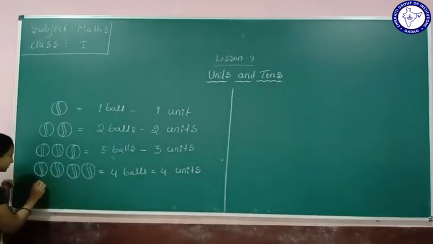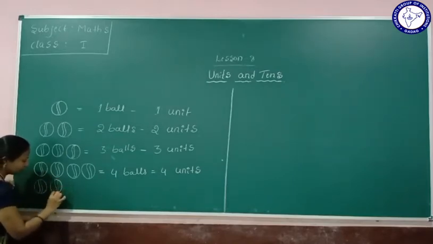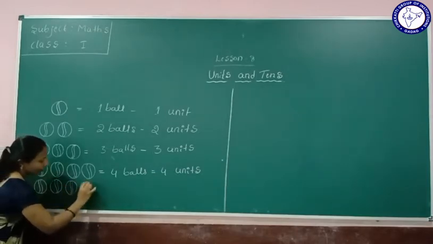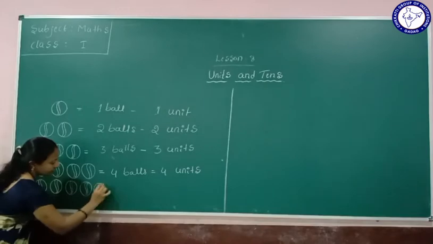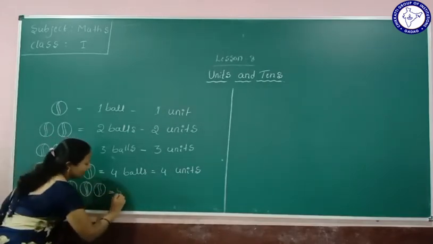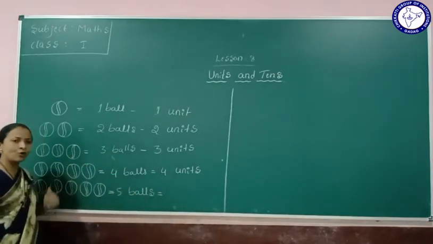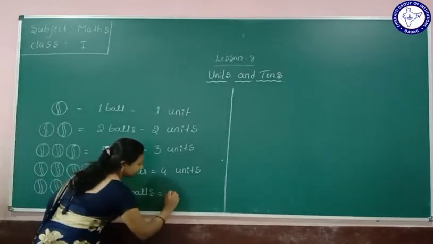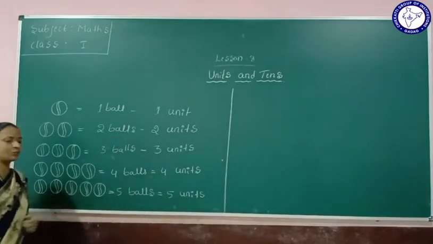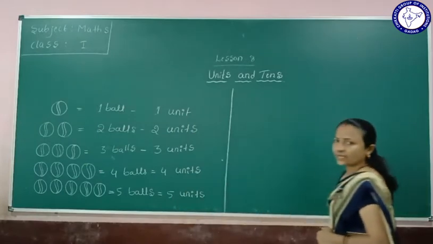Like I'll take here the continuation, number 5. 1, 2, 3, 4, 5. Yes. So I'll write here how many balls are there. So 5 balls. 5 balls equal how many units? So I'll write here 5 units. Is it correct? Okay. So each ball equals each unit. Okay. So anything you can take, we will consider as 1 unit.